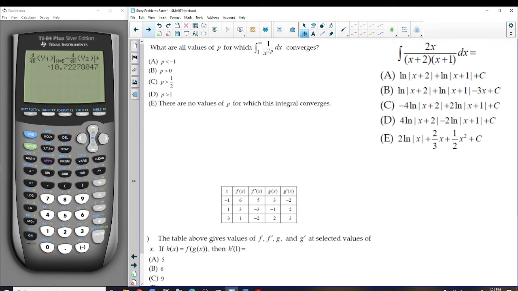What are all values of p for which that converges? That's an improper integral, and so we need 2p to be greater than 1. That'll keep all the variables in the denominator. And so when we plug infinity in, we're going to 0. So p has to be greater than 1/2.